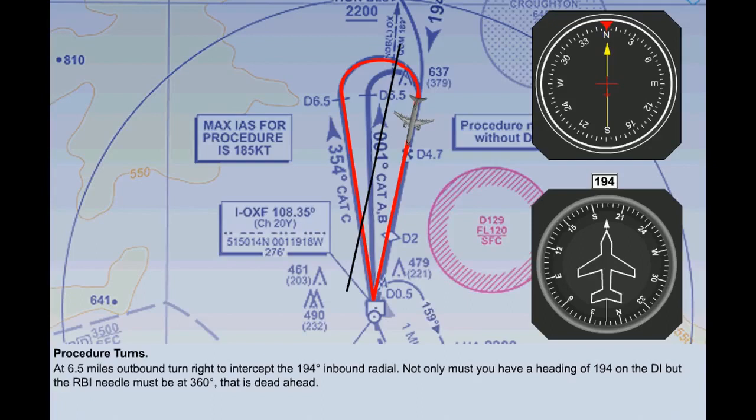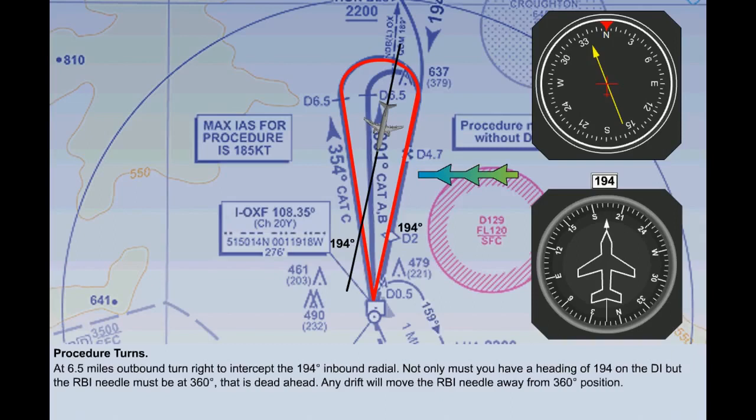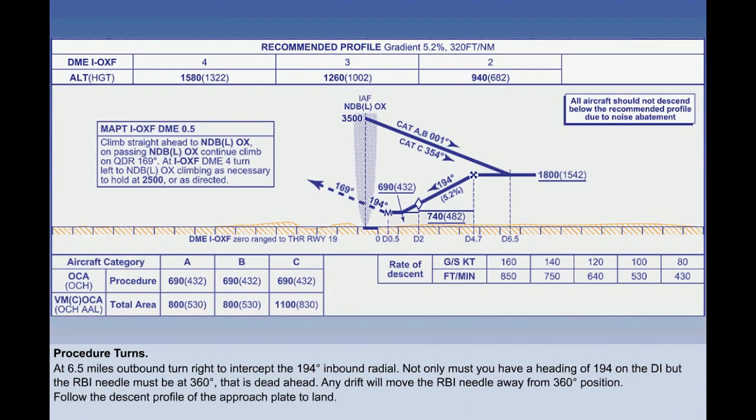Remember that the head of the NDB needle represents its position in relation to the nose of the aircraft. If you maintain 194 degrees on the DI, but the head of the NDB needle is to the left of centre, you are still flying on a heading of 194 degrees, but you are being blown off course to the right. If your track is good, you then follow the descent pattern, which is shown on the approach plate.